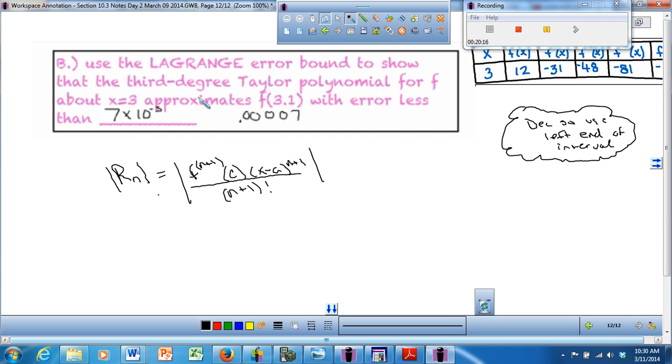And, yes, I want these here. Use the Lagrange error bound to show that the third degree Taylor polynomial of f at x equals 3 approximates f of 3.1 with error less than 7 times 10 to the negative 5. So, the way we can do that is by finding the maximum possible error by using the Lagrange error bound.